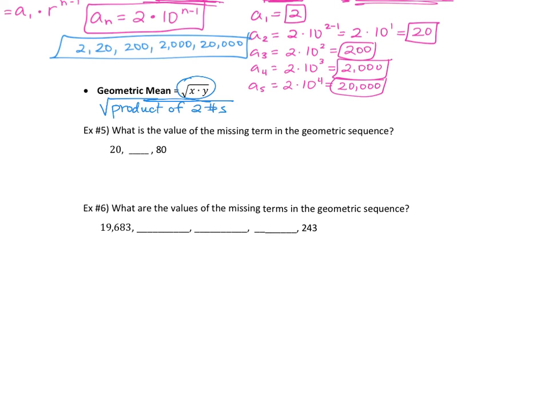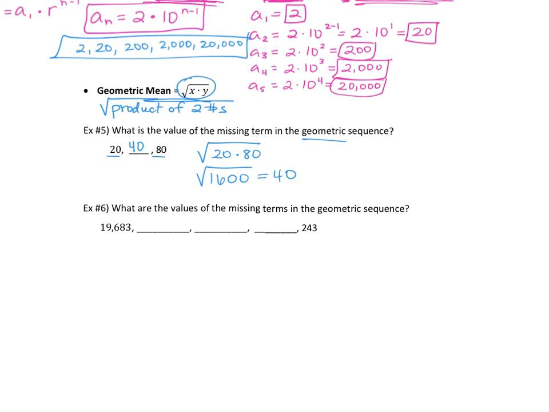So if you look at number 5 here, it says, what is the value of the missing term in the geometric sequence? So we know it's geometric. We are essentially here finding the geometric mean. So we're going to take the square root of the product of those 2 numbers. So 20 times 80. And you can plug it into your calculator like that. Just make sure you don't take the square root of 20 and then multiply that by 80. We want the square root of 20 times 80, which would really be the square root of 1600, which is 40. So your answer here should be 40.